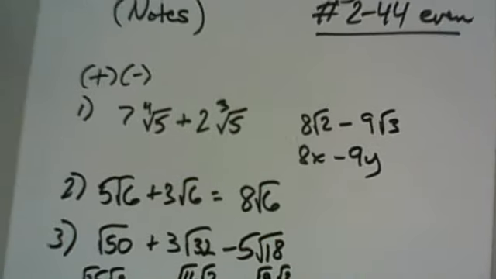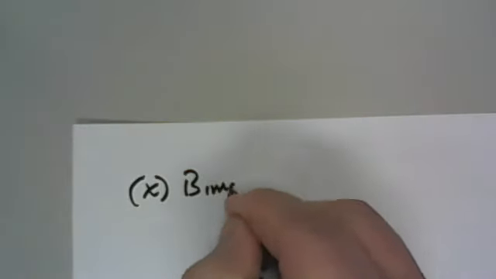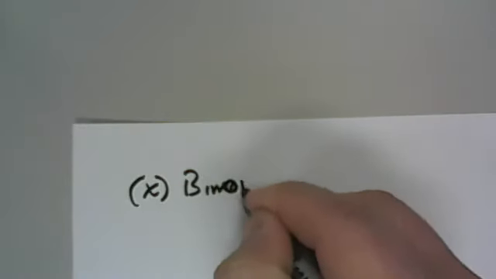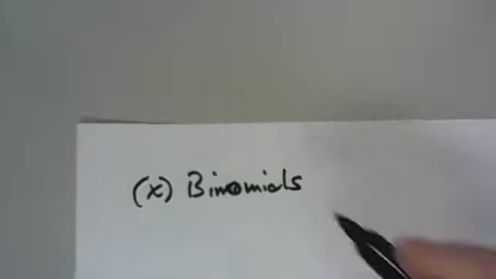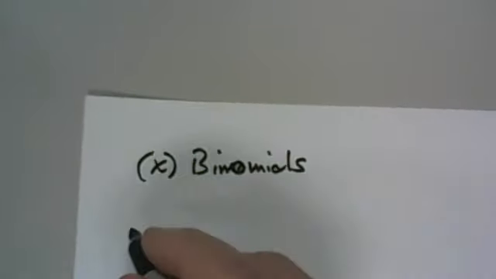That is how we add and subtract radicals. What I want to do now is move on to multiplying radical binomials. And so what I'm going to do next is we're going to be multiplying binomials. I'm sure you'll make fun of me for that one. That's okay. Binomials. So it's going to look something like this.